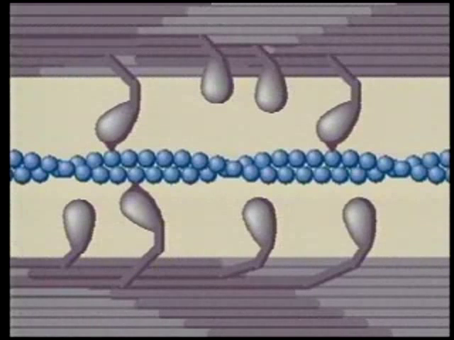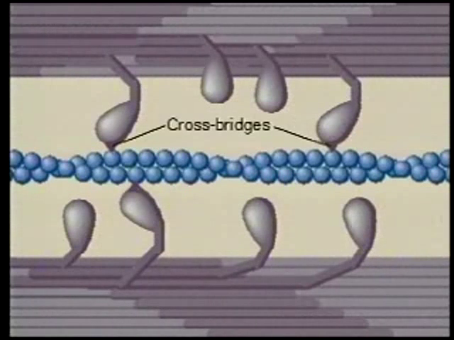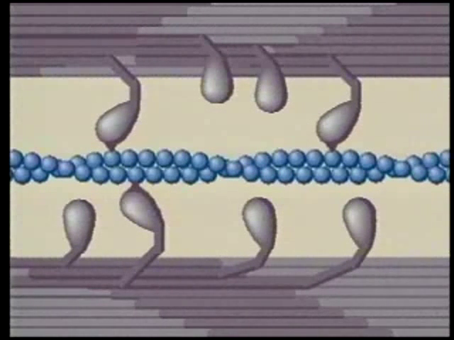Each myosin molecule has a tail and a head region. The tails of the myosin molecules clump together, while the heads protrude outward. Some of the myosin heads are attached to actin molecules, forming cross bridges. The myosin molecules are oriented with their heads toward the ends of the thick filament.